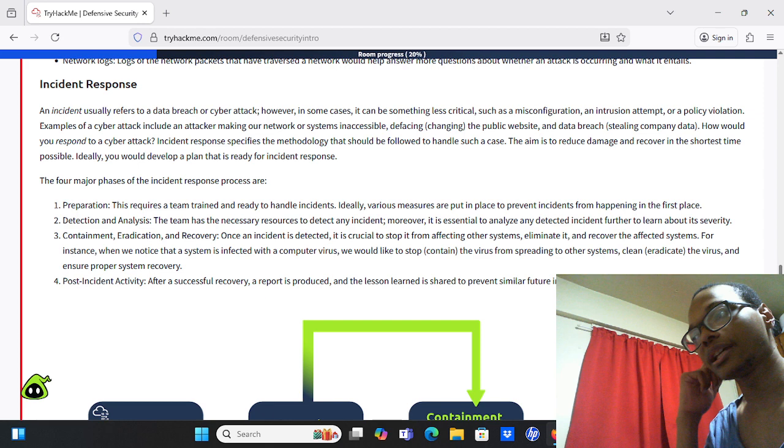This team has the necessary resources to detect any incident. Moreover, it is essential to analyze any detected incident for us to learn about its severity.